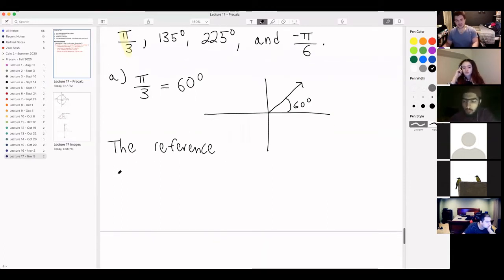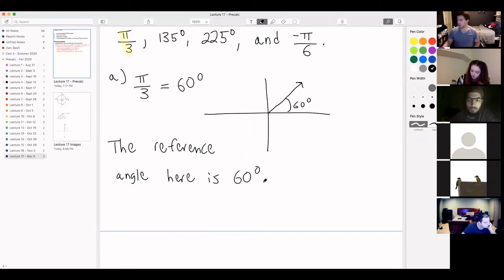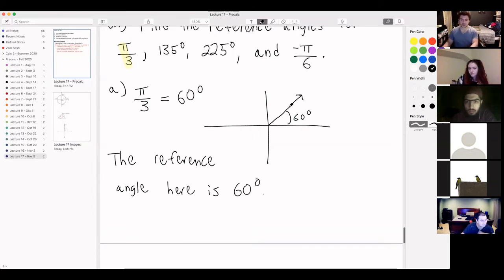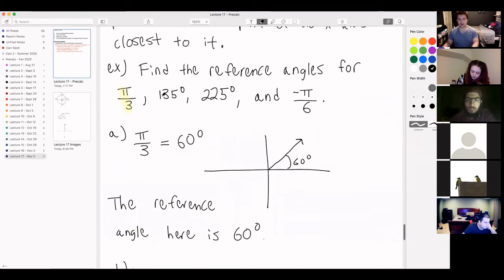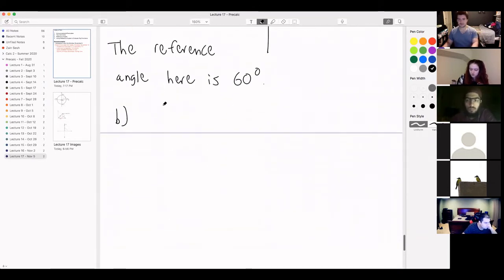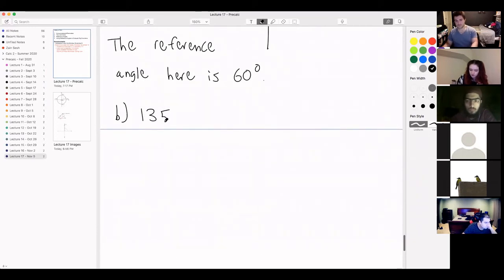All right, so the reference angle here is 60 degrees. All right, so we see that if we have an angle that lives in the first quadrant, its reference angle will be itself, and that's always going to be the case. Okay? All right, next. What's our next one? All right, we're going to do 135 degrees. Okay. Good, this is already in degrees, so let me draw it in standard position.